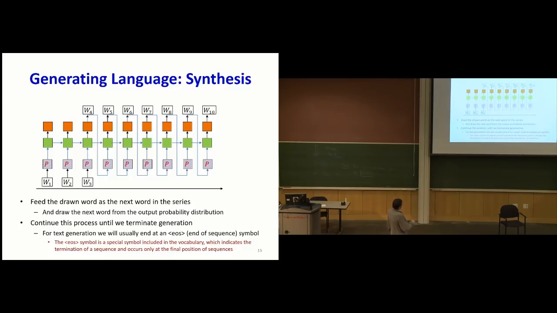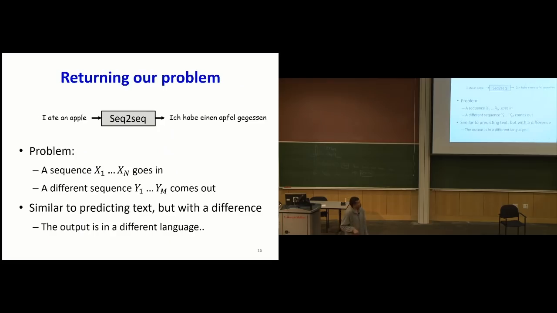Anyway, I'm going to assume that we have this special symbol EOS, which indicates the termination of a sentence or the termination of the sequence. This could be a virtual EOS, like in the case of text, or the closed curly brace when you're trying to, say, generate a computer program, right? Now let's return to a problem. The problem here is I get something of this kind. I ate an apple, and a different sequence comes out.